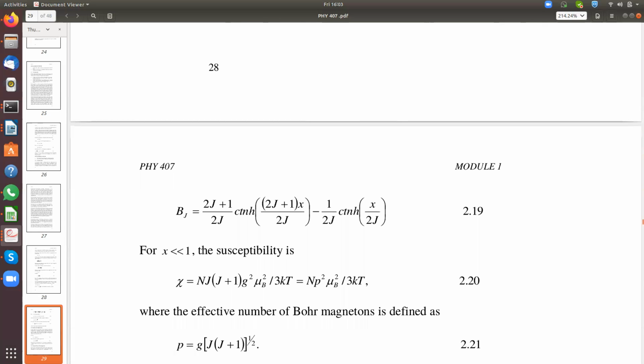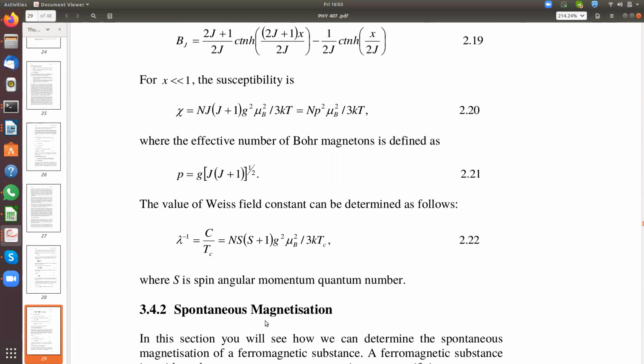Now, if x is far less than 1, then we can compute the susceptibility to be this, where the effective number of Bohr magnetons is defined by this, p. So the value of the Weiss field constant can be determined as follows. We can use this relationship to determine the value of the Weiss constant, where S in this expression 2.22 is the spin angular momentum quantum number.